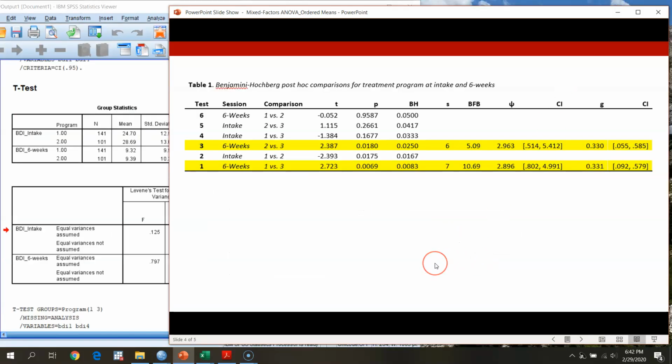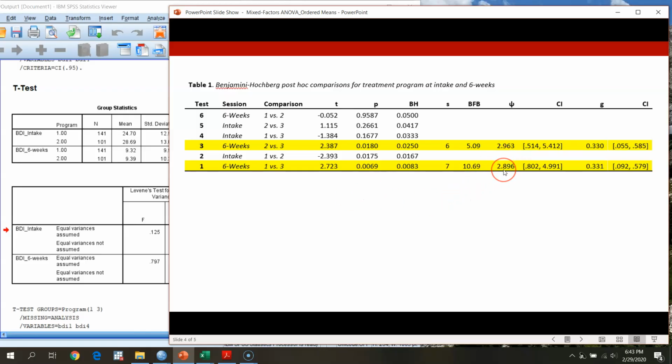Okay. Now, if we take a look at confidence intervals around our point estimate of our effect, our g, remember that we've got a lot of people in this sample. So when we look at the end of treatment, it looks like group 3 is about 3 points lower on the BDI than group 2.